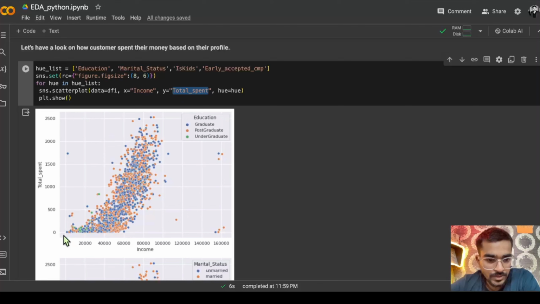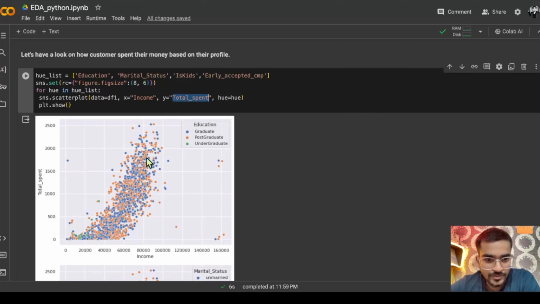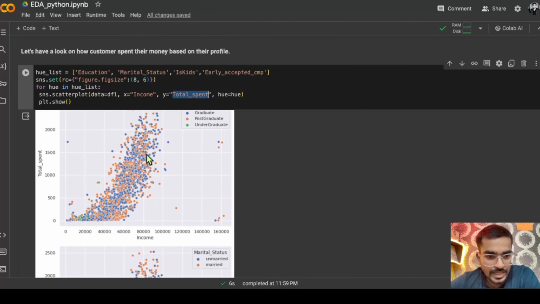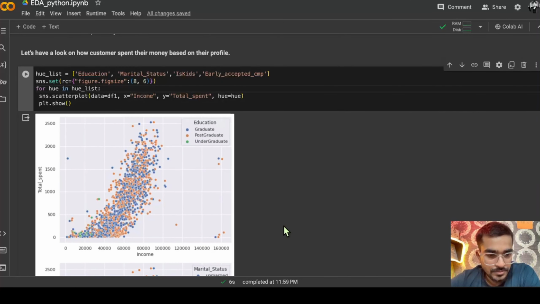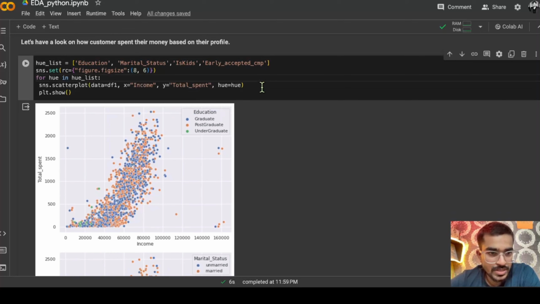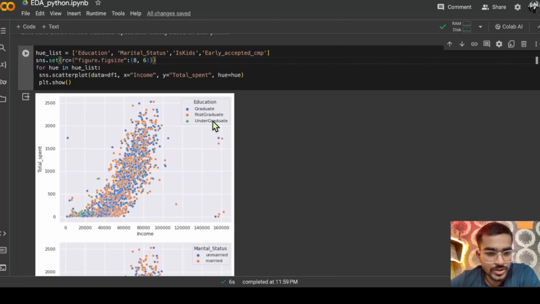You can see that when there is an increase in income, there is always an increase in total spend. That's the natural thing that we all humans have, and that's the same thing that is represented here. But there is one more thing to notice: I have applied some hue. You can see the hue that I have applied. What is happening here is actually called subcategorization.